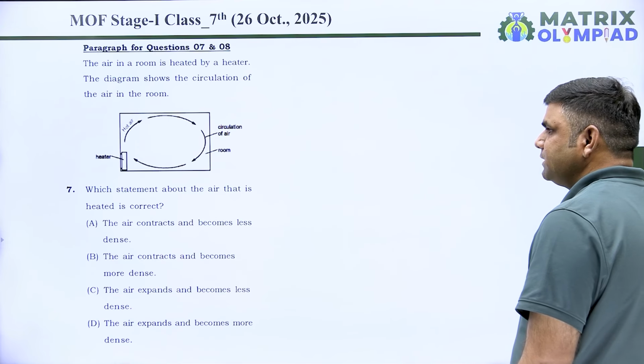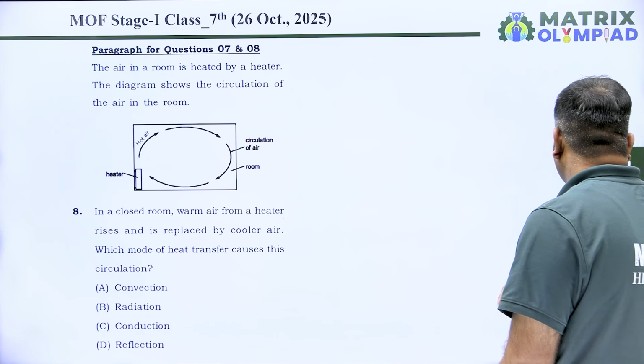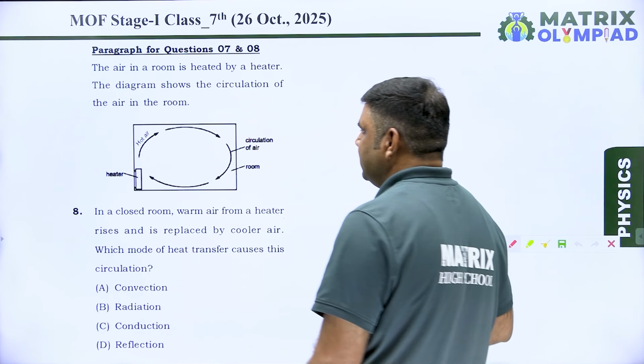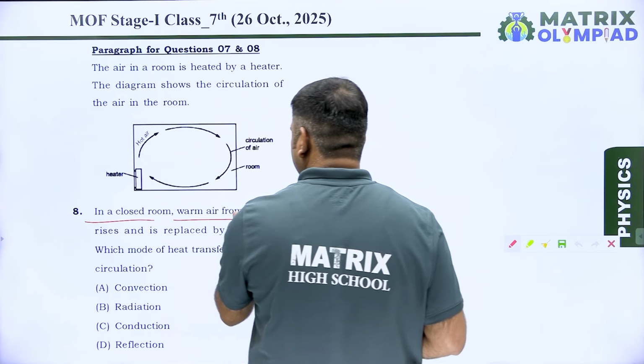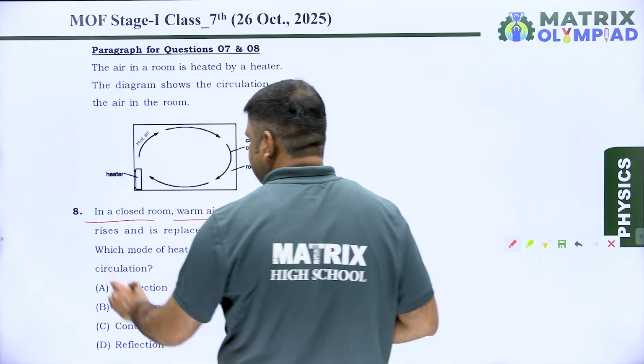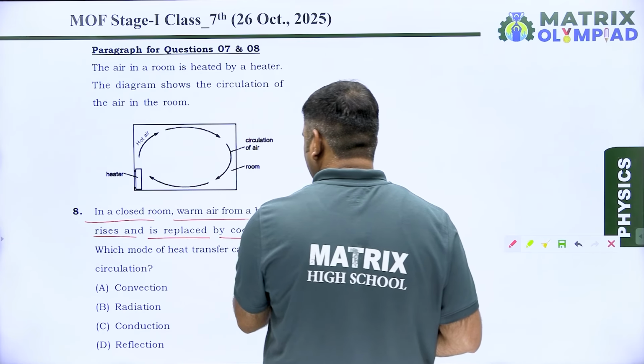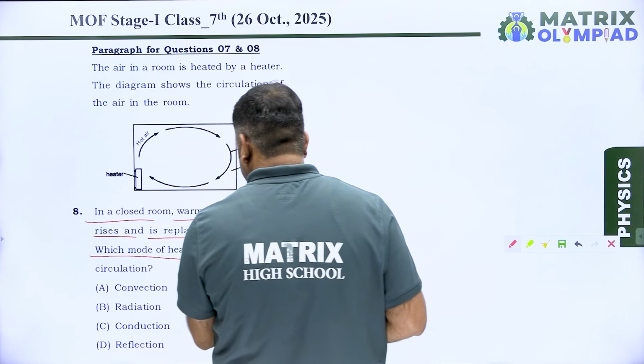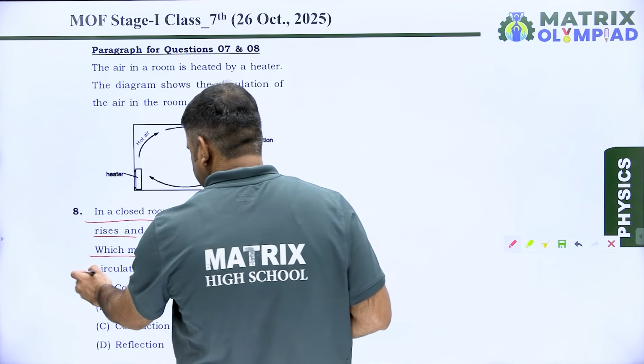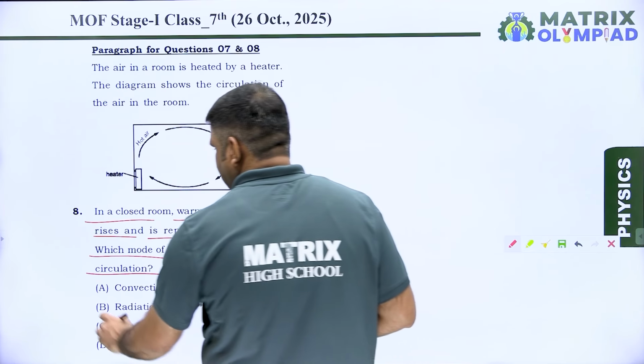Next question, question number 8. In question number 8, in a closed room, warm air near a heater rises and is replaced by cooler air. Which mode of heat transfer causes this situation? So our correct answer will be A.